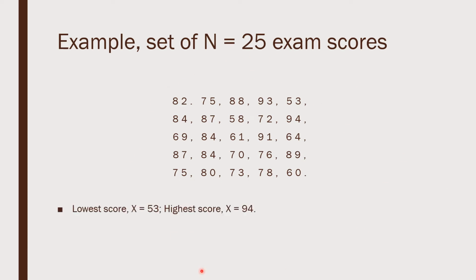Now let's simplify it. The first thing to look for when creating a grouped frequency distribution table is to understand which is the lowest score and which is the highest score. In this particular data set, the lowest score is 53 and the highest score is 94. I hope you're able to identify where 53 is and where 94 is. So that's how we got the two values.